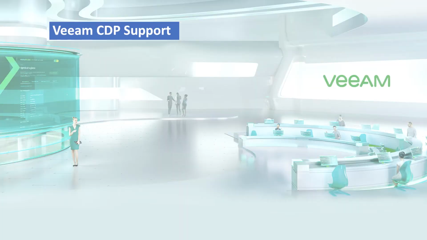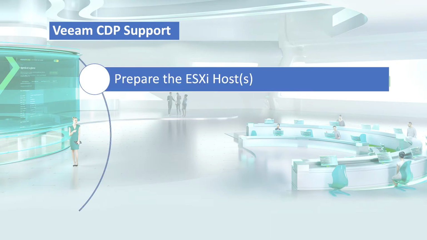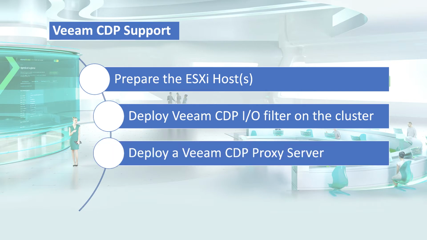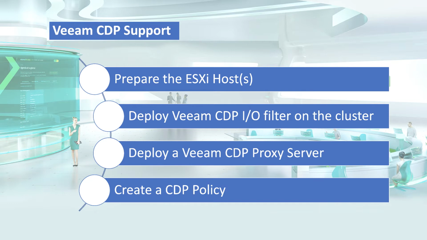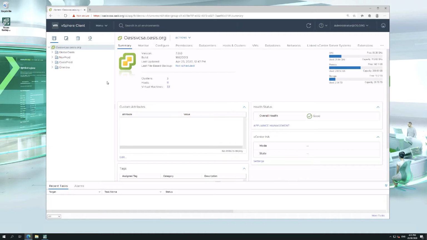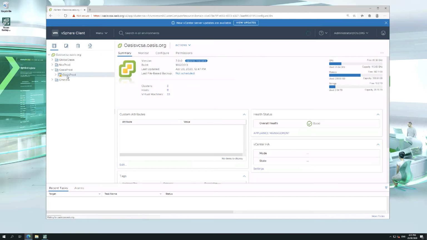In the next 5 minutes, I will help you get started with the new Veeam Continuous Data Protection, or in short, CDP. First, we will learn how to prepare the ESXi host. Then we will deploy the Veeam CDP IO filters on the cluster. And then we will deploy a Veeam CDP proxy server, and we will finish up with the creation of a CDP policy. As you notice, we have lots to cover and we have only 5 minutes. So let's get started.